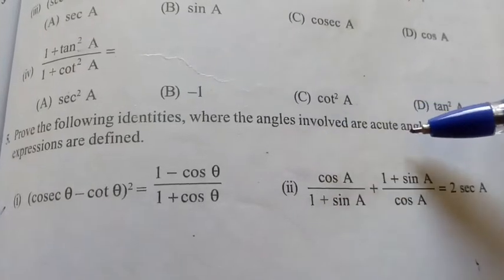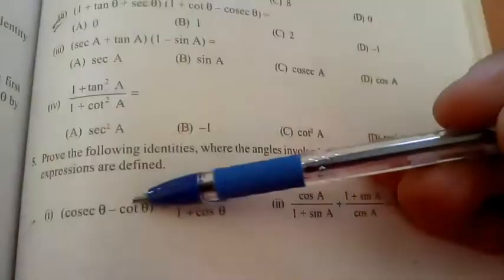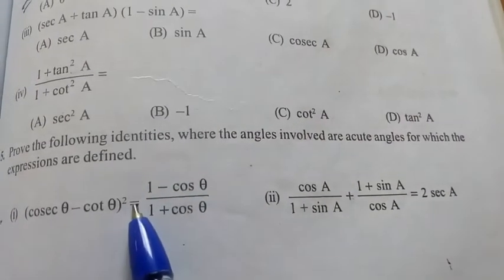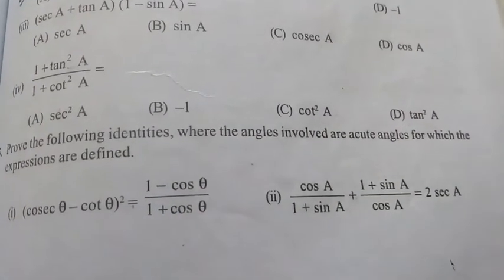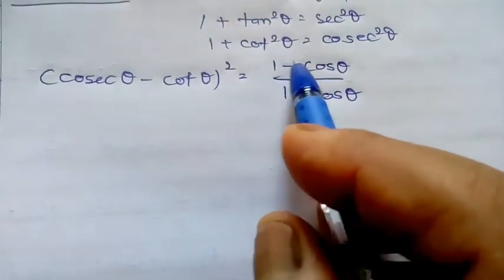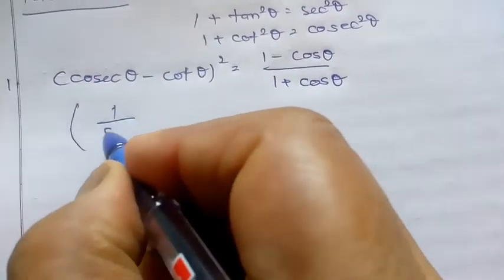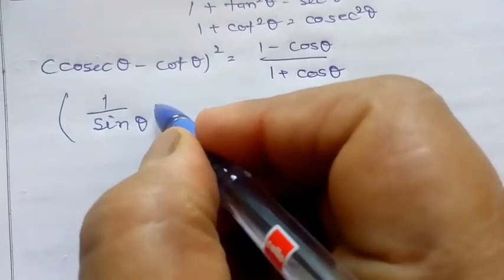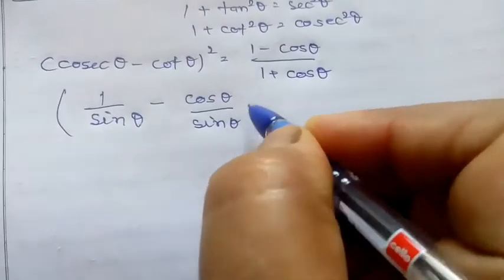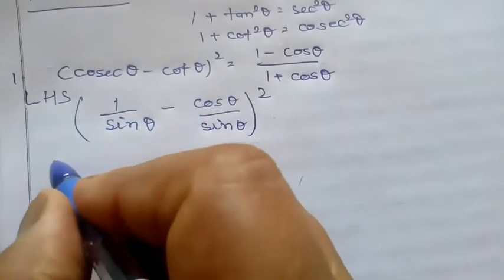Prove the following identities, where the angles involved are acute angles for which the expressions are defined. First, prove that (cosec theta minus cot theta) whole square equal to (1 minus cos theta) upon (1 plus cos theta). Cosec theta equal to 1 upon sin theta, the cosec is the reciprocal of sin, and cot theta equal to cos theta upon sin theta, whole square. This is the LHS. We are taking LHS.